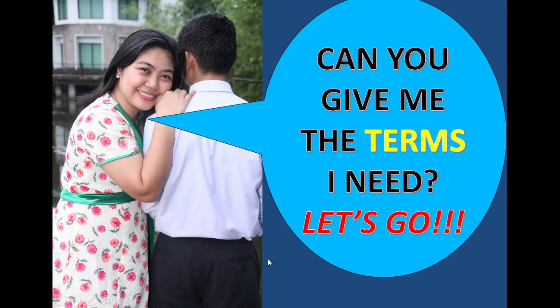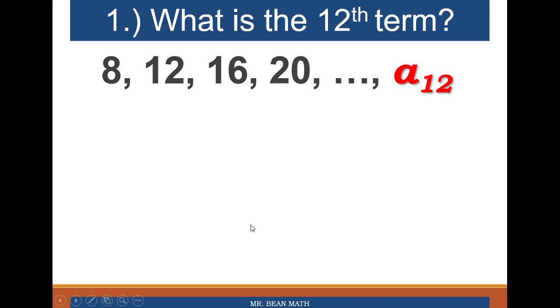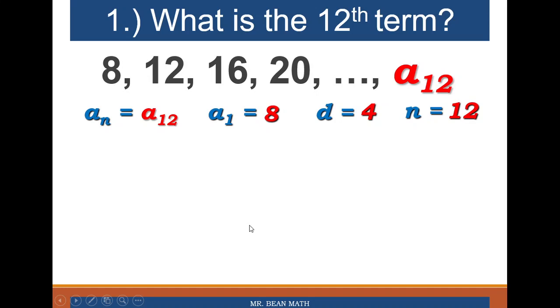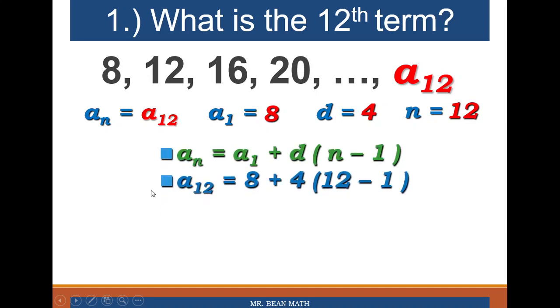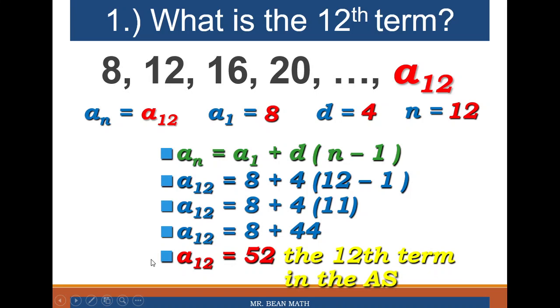Now, let's try more examples. What is the 12th term? 8, 12, 16, 20, and so on, where a sub n equals a sub 12, a sub 1 equals 8, d equals 4, and n is equal to 12. Using the formula, a sub 12 equals 8 plus 4 times 12 minus 1. A sub 12 equals 8 plus 4 times 11. A sub 12 equals 8 plus 44. Therefore, a sub 12 is equal to 52, the 12th term in the AS.